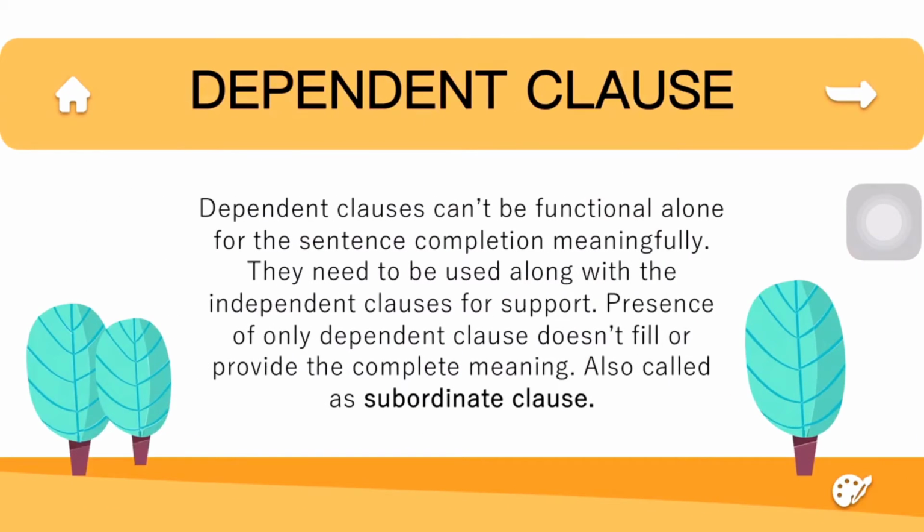The second type of clause is dependent clause. Dependent clause can't function alone to complete a sentence meaningfully. They need to be used along with the independent clause for support. The presence of only a dependent clause doesn't provide complete meaning. It is also called a subordinate clause.